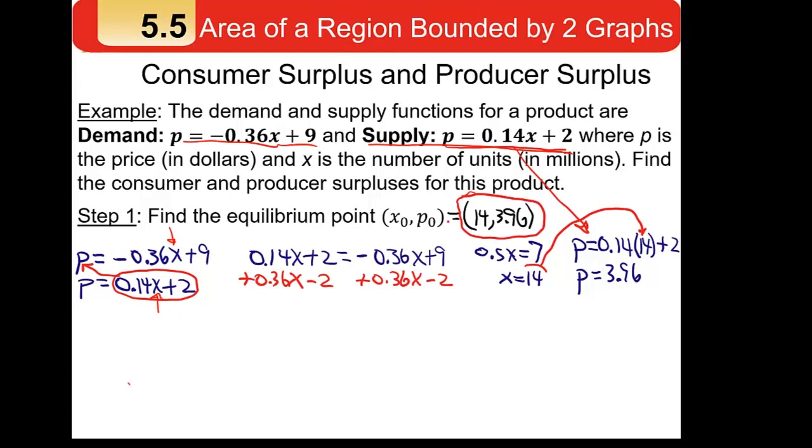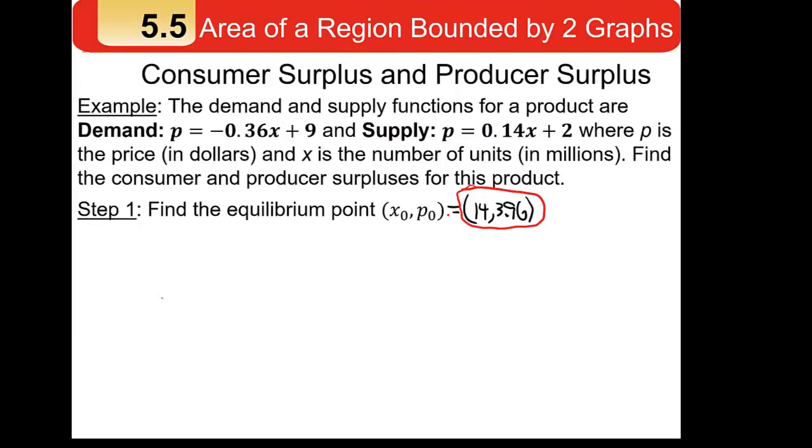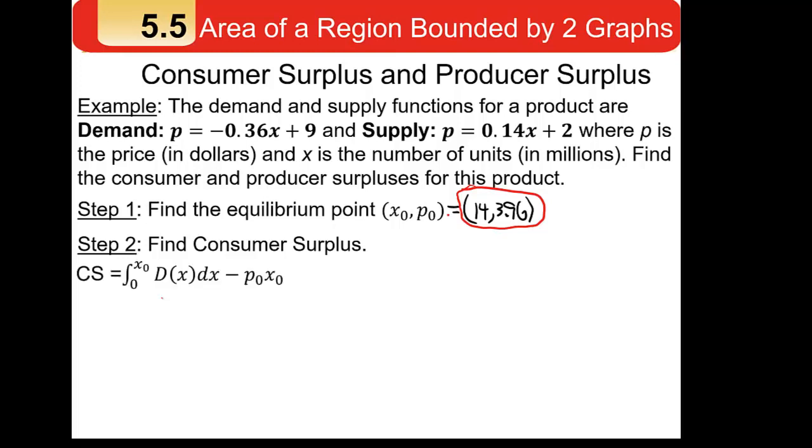So the first step in finding either the consumer or producer surplus is to find the equilibrium point unless it's given to you. So now we have it, and we need to find both the consumer surplus and the producer surplus. I chose to do the consumer surplus first. The formula, as we derived a minute ago, the consumer surplus is the integral from 0 to the x coordinate of the equilibrium point of the demand function, minus the product of the equilibrium price and the equilibrium quantity. Remember, we derived that formula just a minute ago.